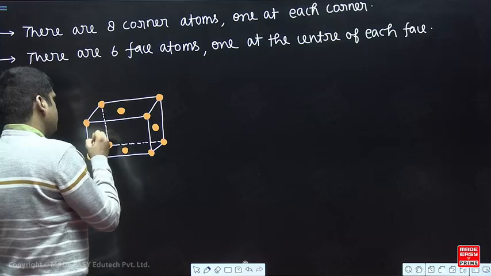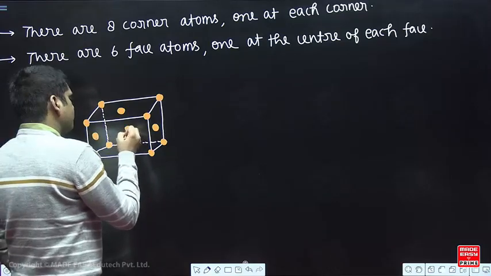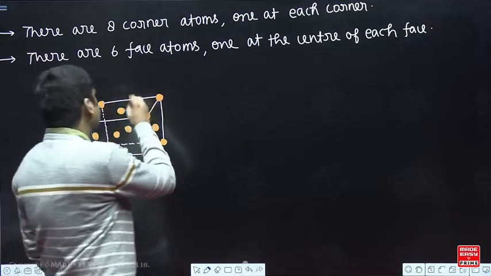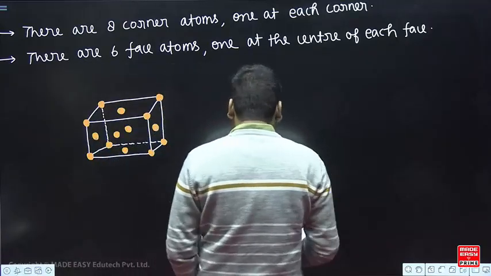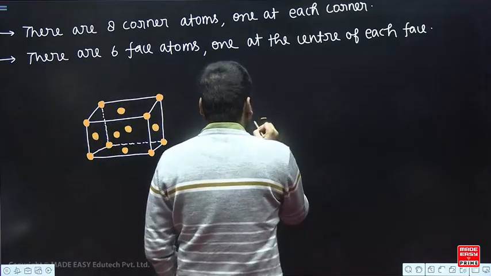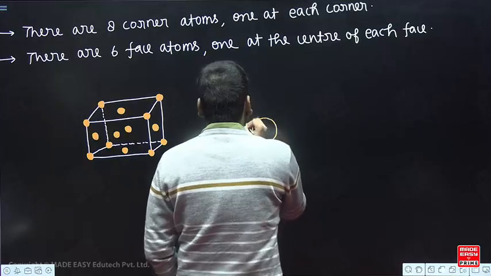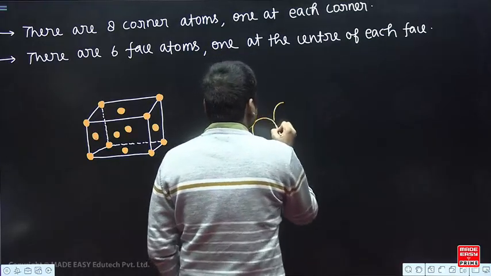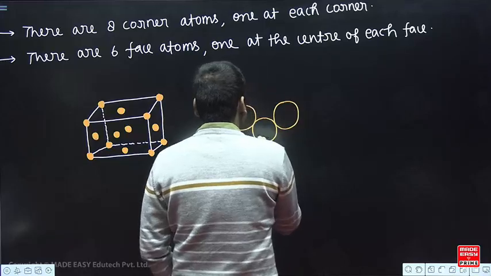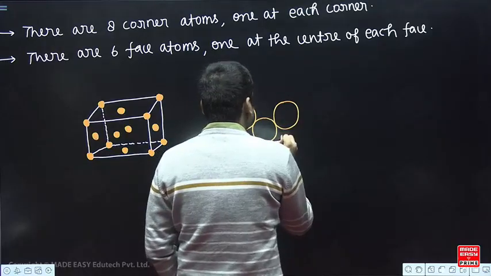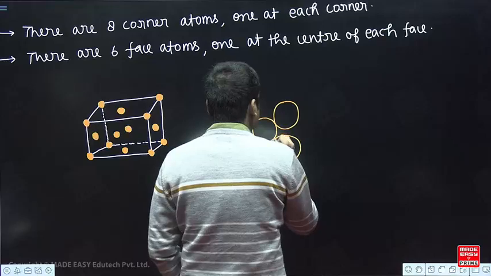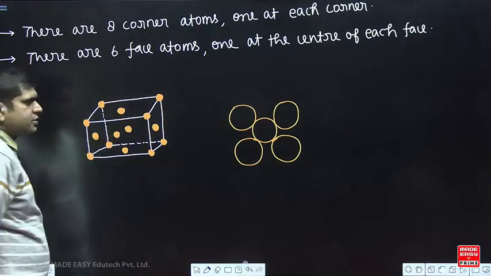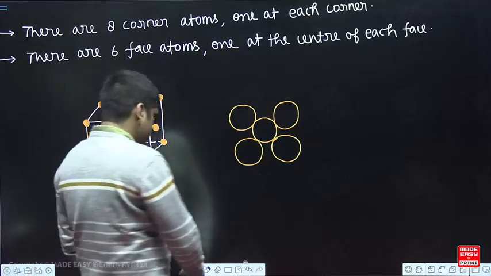Here you can show 2, 1 for the front face and 1 for the back face. If I make the front view of this face, the front view of any face, 1 atom is this face atom, 1 this corner atom, 1 this corner atom, 1 this corner atom, 1 this corner atom. This would be the front view of any face. You would be getting it like this.